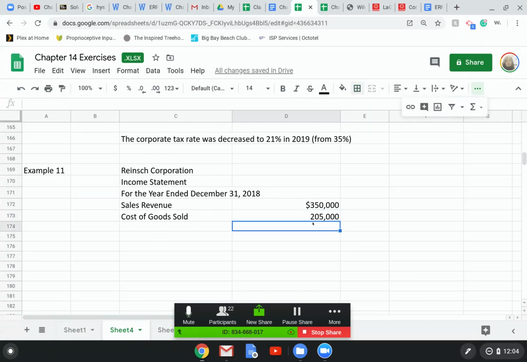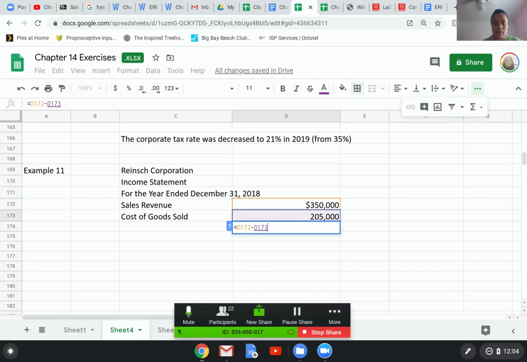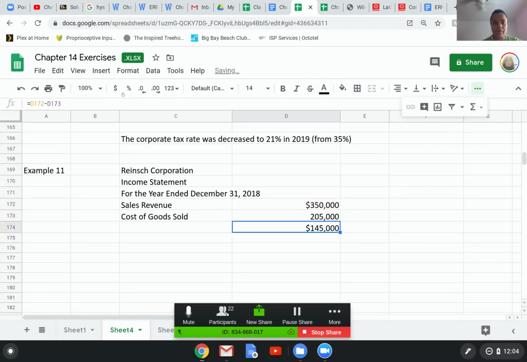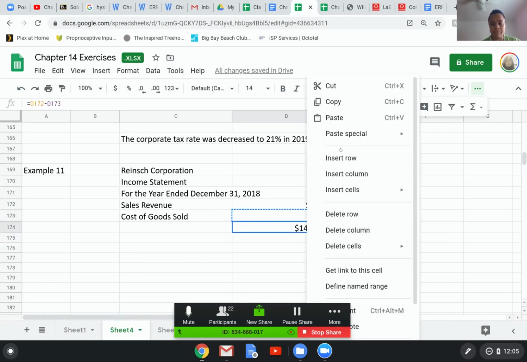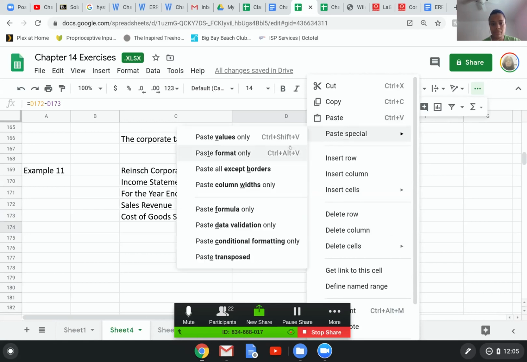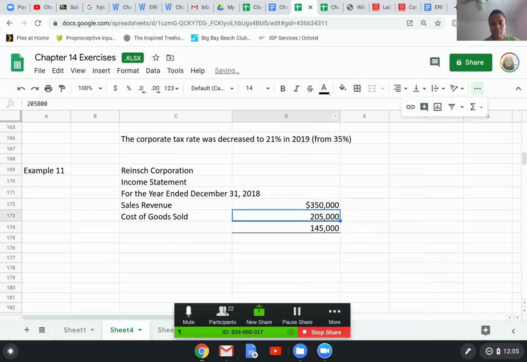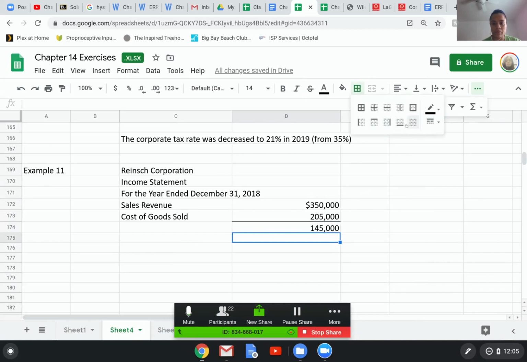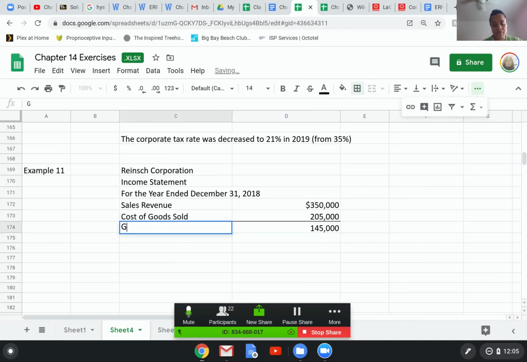Next is gross profit. Yeah, the answer here is going to be gross profit. Try to get rid of this dollar sign. Just get rid of this line also, sorry for all that. All right, so this is gross profit.